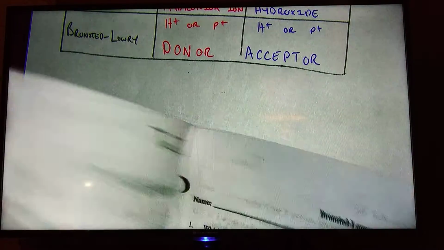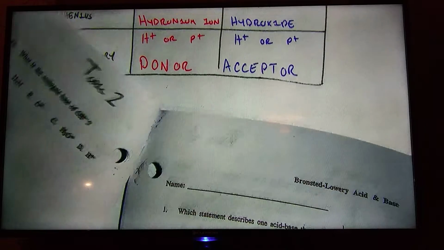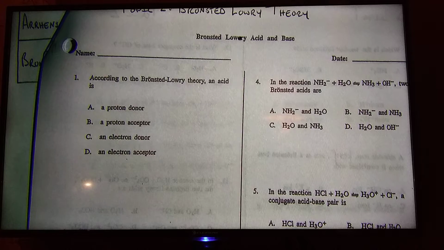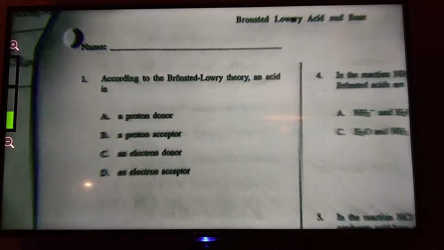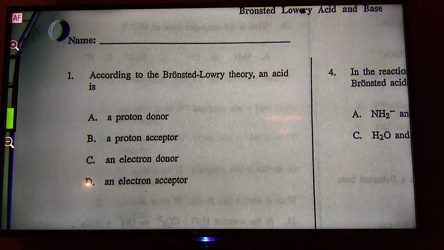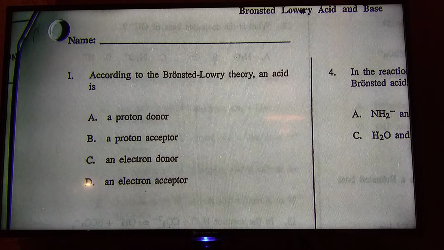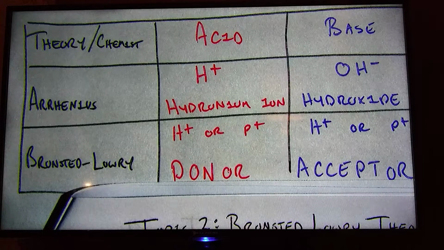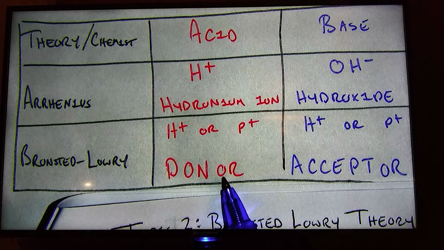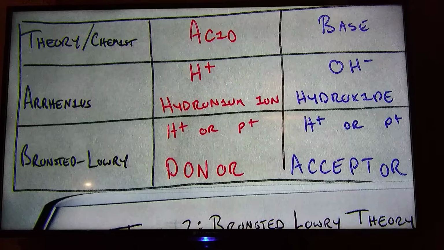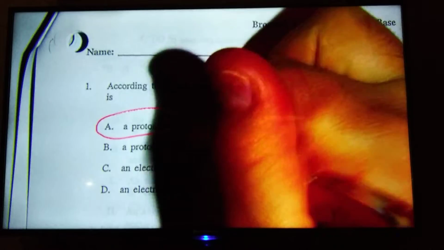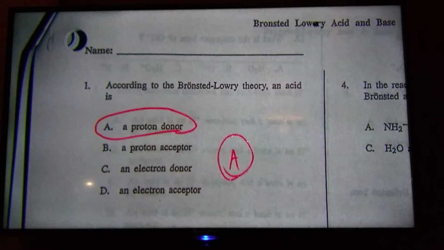Alright, so topic 2, let's do a few questions here. We'll probably do questions 1 through 6. Alright, starting off, question number 1. According to the Bronsted-Lowry theory, an acid. So according to the Bronsted-Lowry theory, an acid, go back to that little key that we have there. Red's the acid. An acid's going to be a proton donor. There you go. H donor, proton donor. Acid's going to be a proton donor. Must know that concept. First one's A.